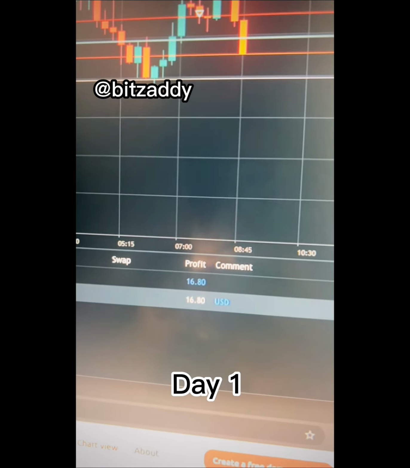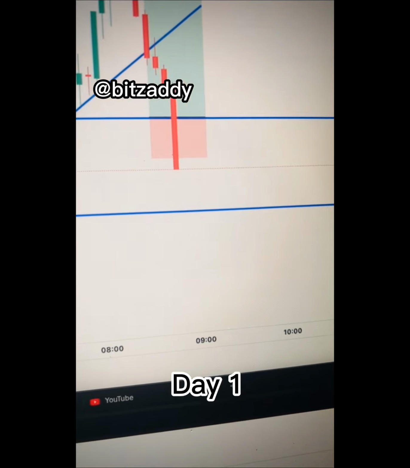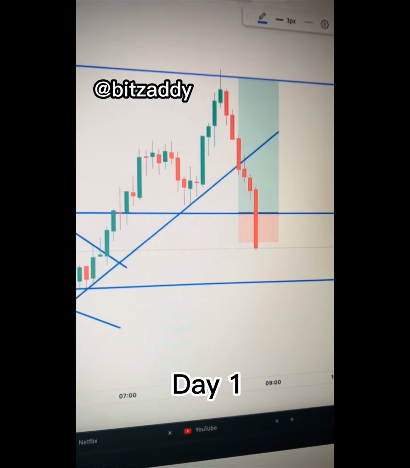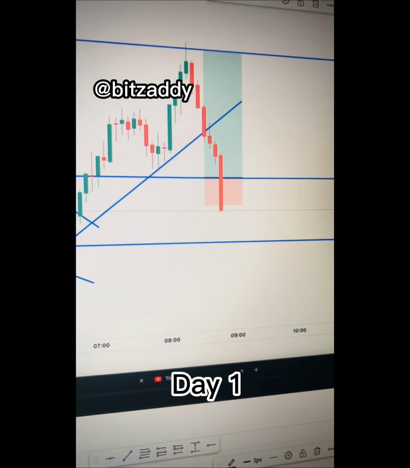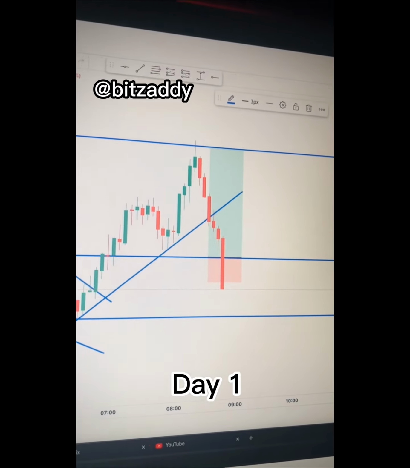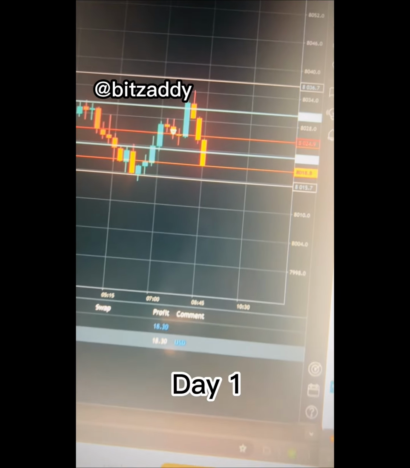I'm in $17 profit. For the $46 is $63, as you can see. So whenever the market starts going back up, my target is going to be 80.38 or 80.40. I'm going to take a buy order. I don't believe this drop is going to go down that far, but my TP is almost close.